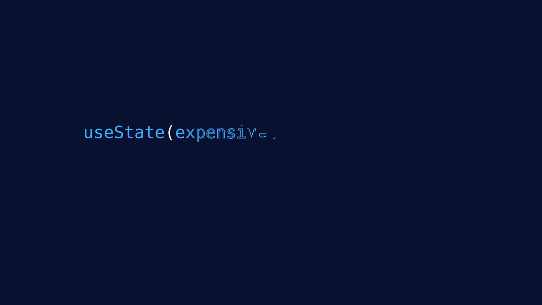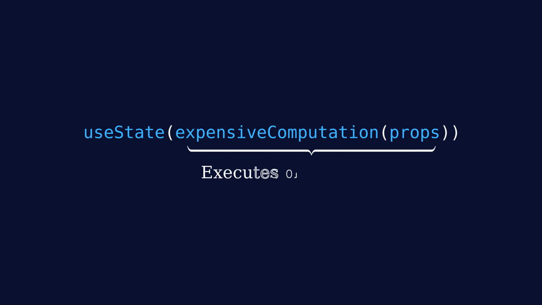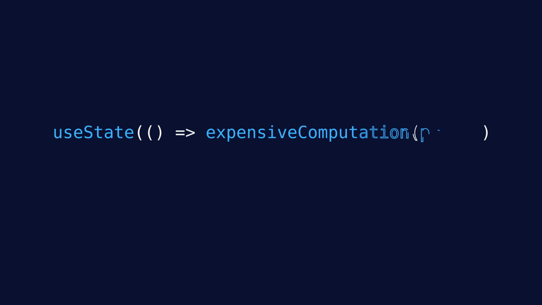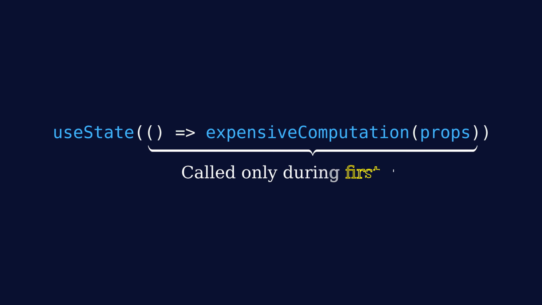If the initial state is the result of an expensive computation, we don't want to redo it on every render. To compute the initial state only during the first render, we can pass a function to useState that returns the initial state. This function will be called only during the first render.